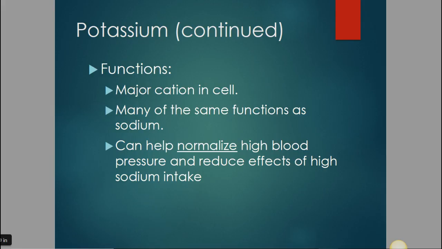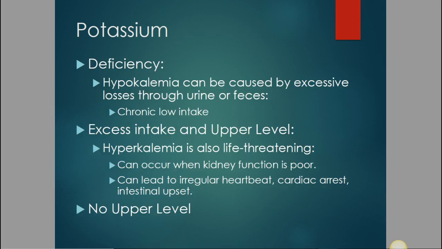Potassium is the major cation in the cell. It has a lot of the same functions as sodium. Remember, again, the sodium-potassium pump. And it can help normalize high blood pressure as well as reduce effects of high sodium intake. So this is one of the reasons that a diet high in potassium can help sort of balance out a diet that tends to be a little bit higher in salt or sodium.